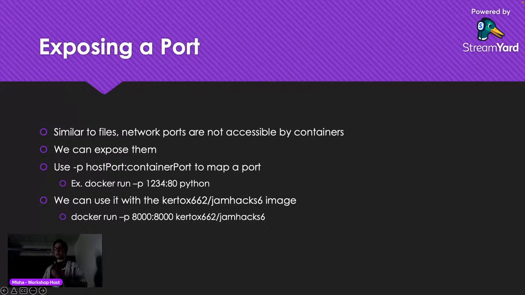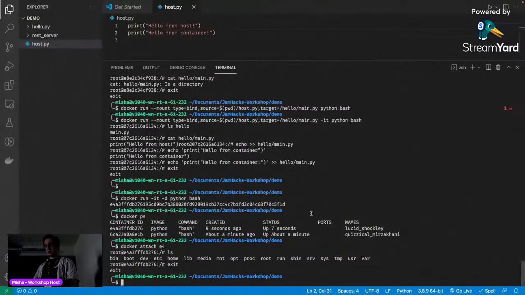For example, we can bind on the host 1234 to port 80, which is the normal HTTP port. Now I have made an image called Genmax6, so we can try downloading that and then see how that works. So docker pull the Genmax6.